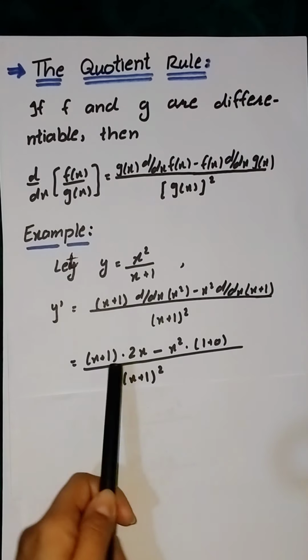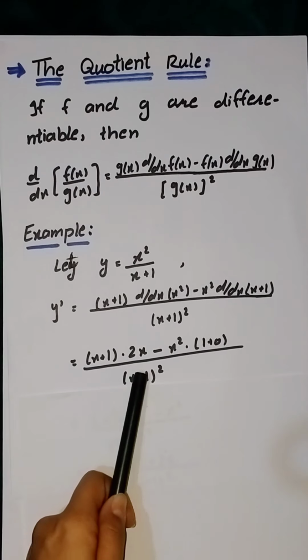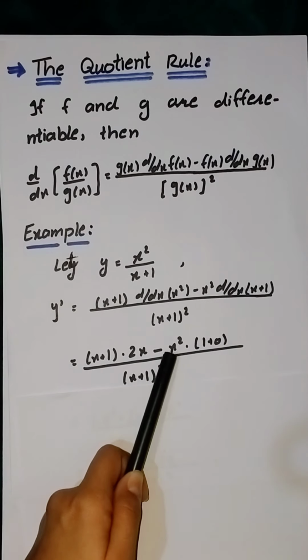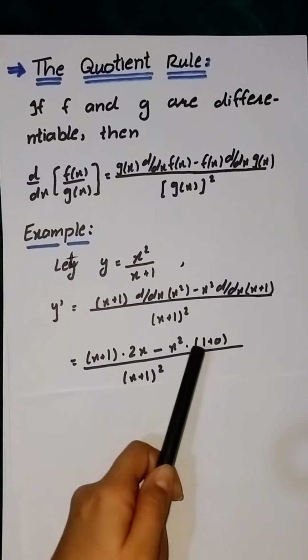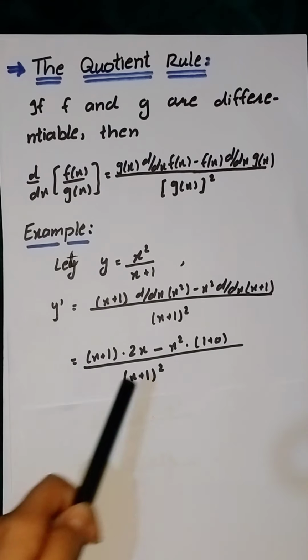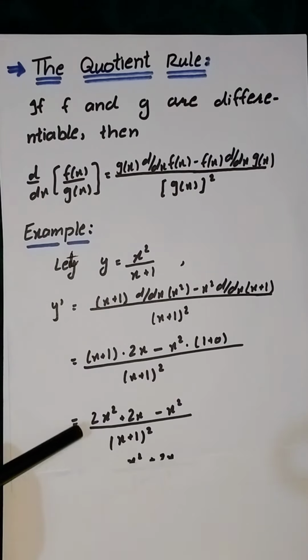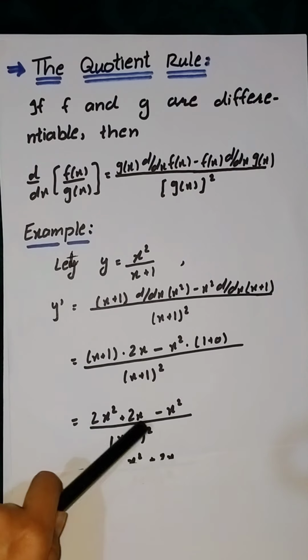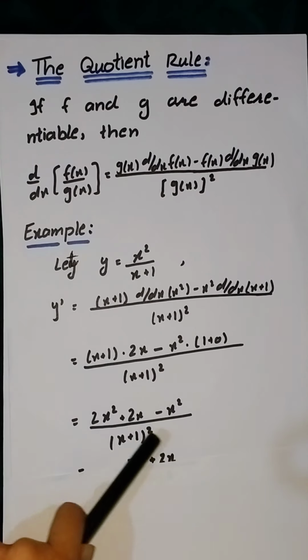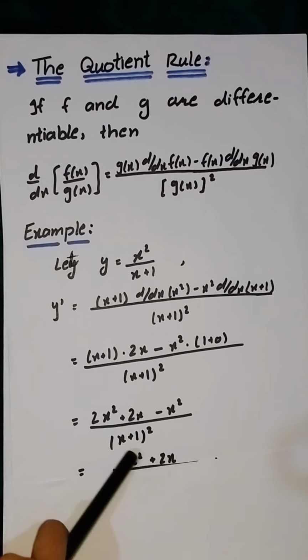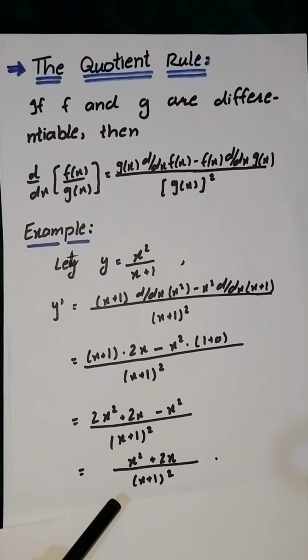So here, the derivative of x square is equal to 2x, times x plus 1 as it is, minus x square as it is times the derivative of x plus 1, which is equal to 1 plus 0. Now when we simplify it, we get 2x square plus 2x minus x square, whole divided by x plus 1 whole square. So it will become x square plus 2x, whole divided by x plus 1 whole square. So this is the quotient rule, and this is how we can apply this rule.